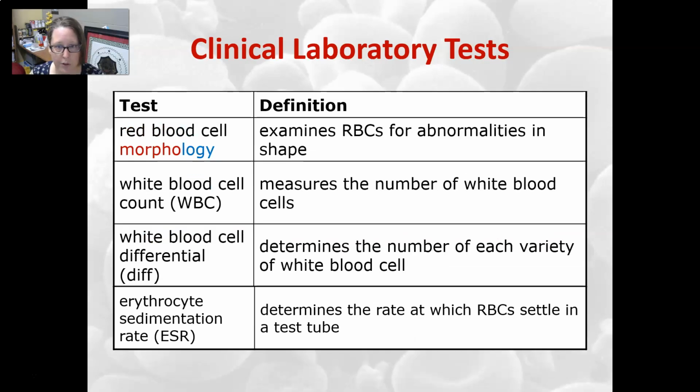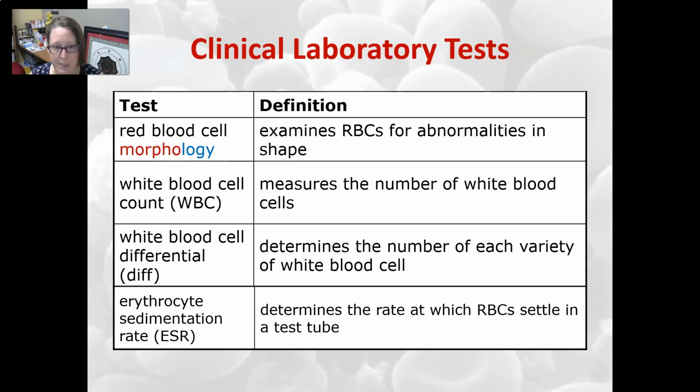The red blood cell morphology is a test, usually part of a CBC, where you will examine the red cells for abnormalities in shape. For example, in the signs and symptoms video and pathology video, we referred to sickle cell and red cells that had a sickle shape. Well, that's something you would observe when you observe the red cell morphology, and you would note that in the report.